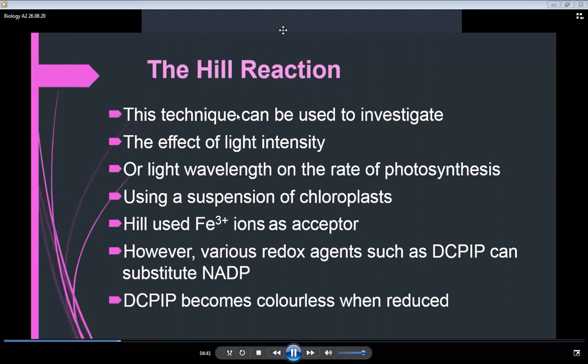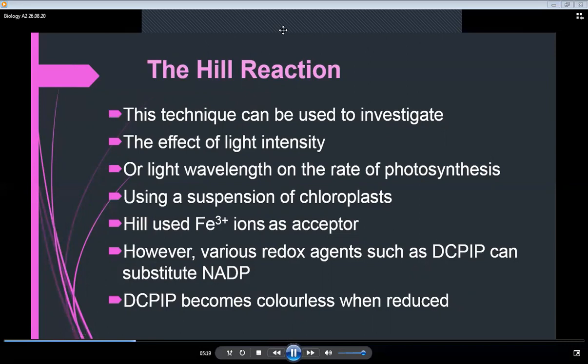So this technique can be used to investigate the effect of two factors on the rate of photosynthesis: the effect of light intensity or the light wavelength. Why not other factors? Because for the photolysis of water, light energy is required. Photolysis of water cannot take place in the absence of light energy. So we can investigate the effect of light intensity and light wavelength on the rate of photosynthesis, and for that we can use a suspension of chloroplasts.